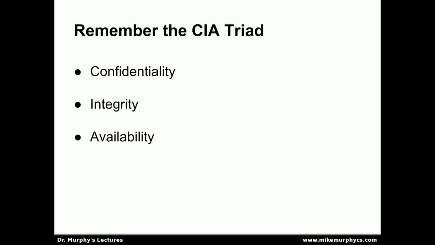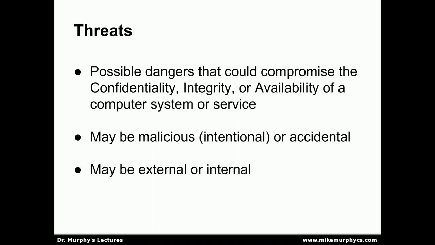Recall from the Introduction to Security lecture the CIA triad. This stands for confidentiality, integrity, and availability. These are the three principles to which we want a system to adhere in order for that system to be secure. Threats are possible dangers that could compromise the confidentiality, integrity, or availability of a computer system or service.